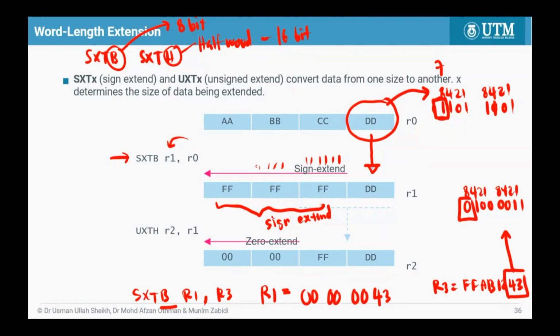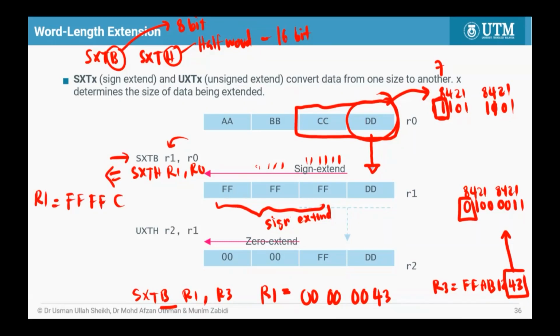What if you have the SXTH? It's quite similar actually. Now we are looking at these bits. Because H is a half word, you need to copy this 16-bit number, CC and DD, you copy back the value. And now look at the sign of this bit 16. Since this is CC, you know that the sign will be 1. So the value will be, I just write it down here, R1 will be equal to FFFFCCDD.